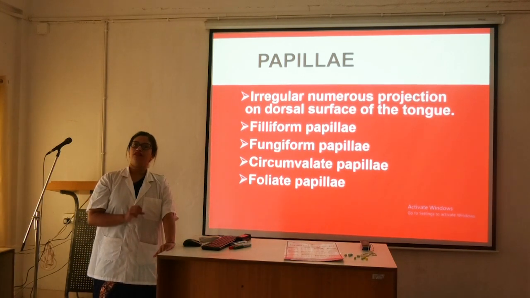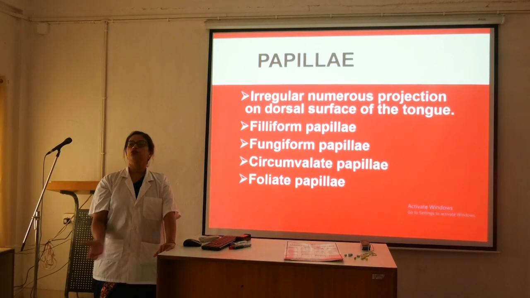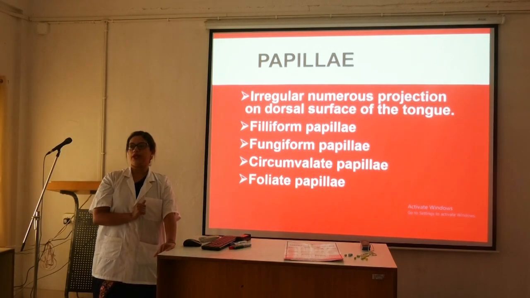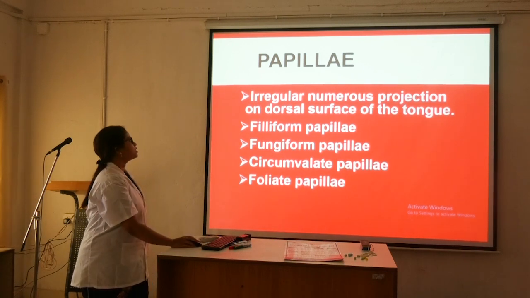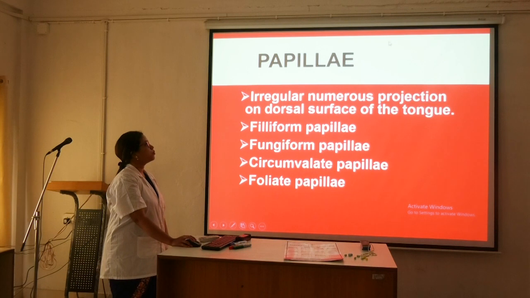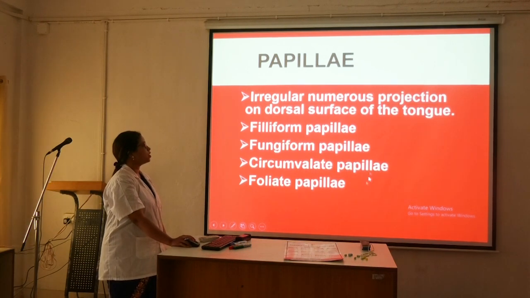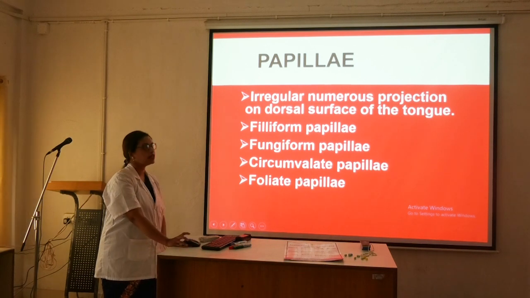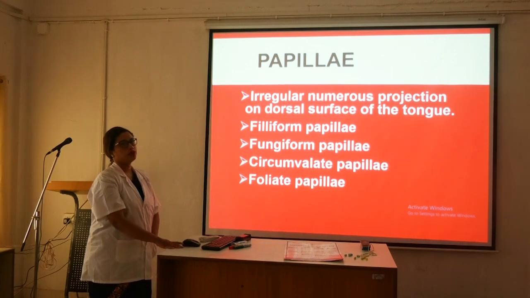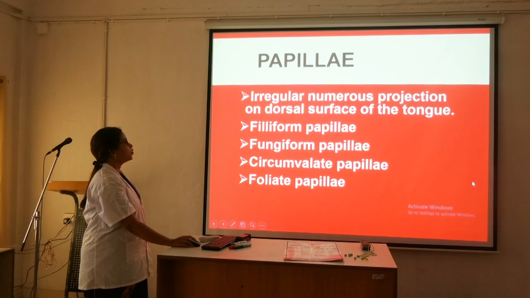Greater omentum. Whenever there is any infection or ulcer, it will go and cover that particular area, particularly present on the stomach. Now see, irregular, numerous types of projections are present on the tongue. This we have already discussed. There are 4 types of papilla: circumvallate, fungiform, filiform, and foliate. These are the 4 types of papilla.